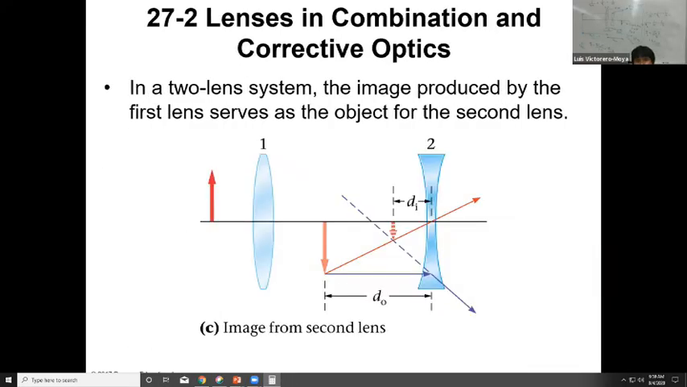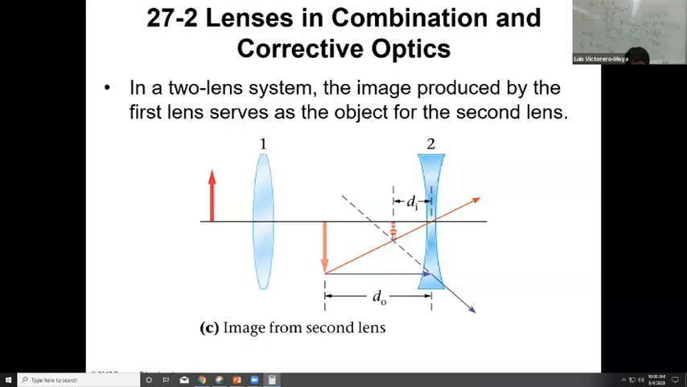And to understand corrective optics or near and far-sighted corrections, we need to understand combination. That's what we've been doing, combination of lenses. And if you think about it, that's similar to the problem I did today, where you have a convex lens and a diverging lens.